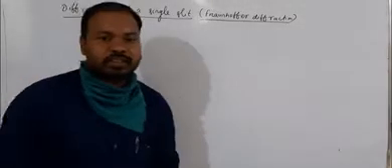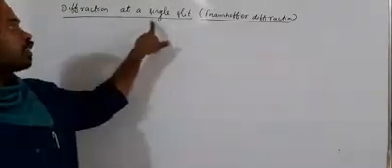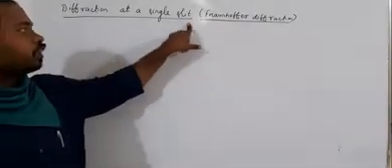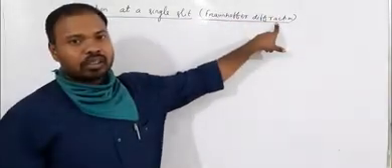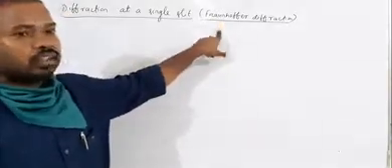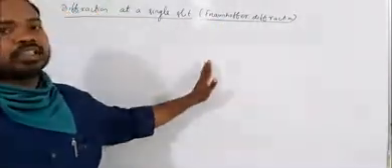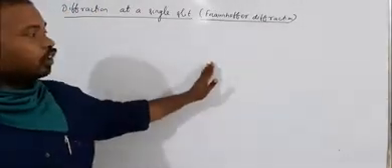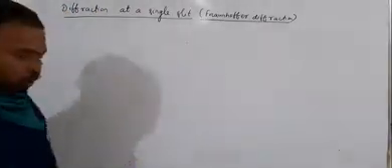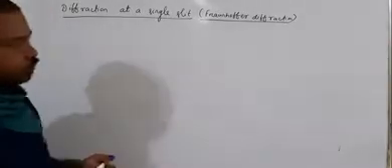Okay, students, let us study diffraction at a single slit for Fraunhofer diffraction. As you know, for Fraunhofer diffraction, the source and the screen are at infinite distance from the slit. So, how to obtain it? Let us draw the ray diagram first.